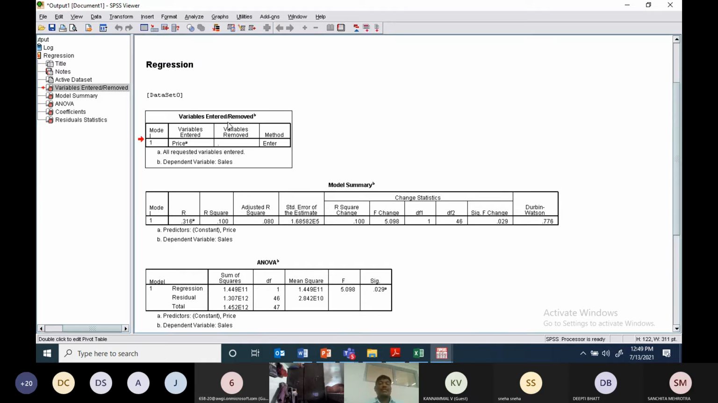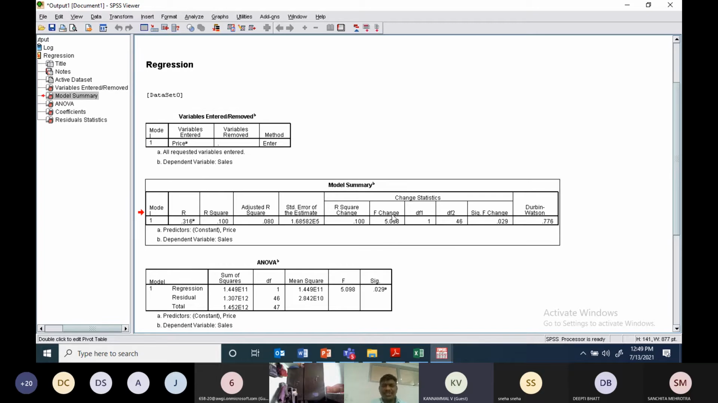Okay, look at the first table, the variables entered. How many variables did we enter on the right hand side? Only one variable. One variable: price. That is the first table.